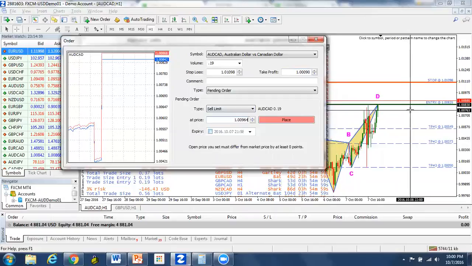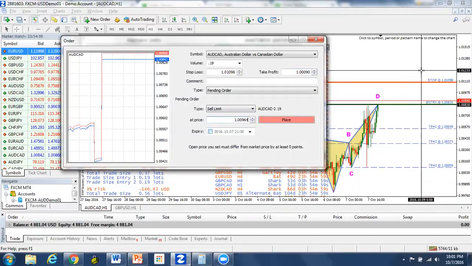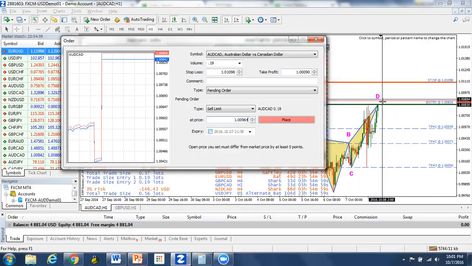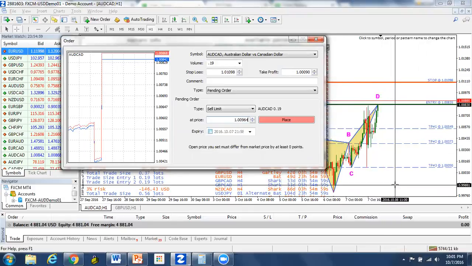Okay, because what the sell limit means is I want the market to go up, and I want it to come back down and go through my take profits. So I will put my sell limit at a higher place than the market is, because I want it to go up and reverse and come back down. I want it to reverse.